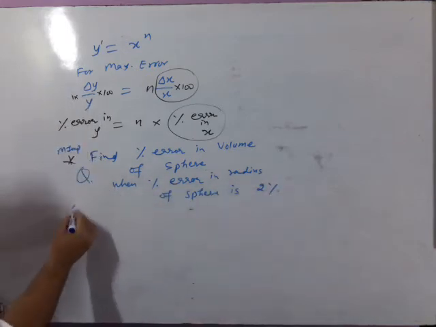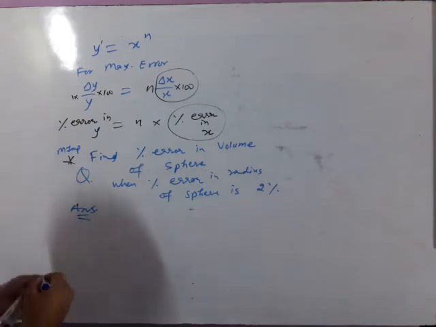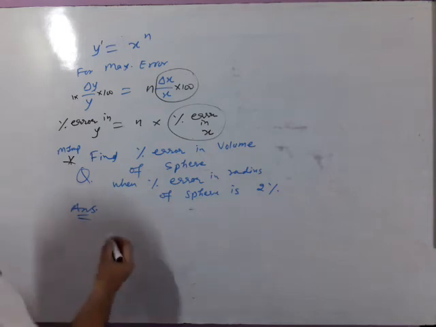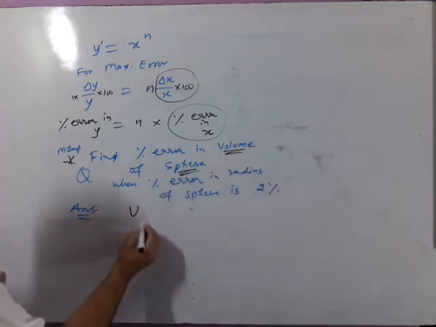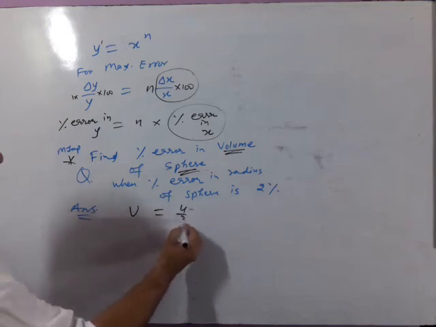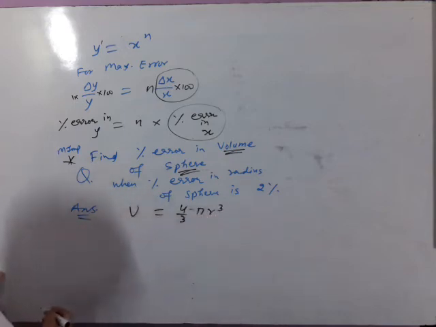Now this is the question. Answer: first of all, you must know all the formulae of mensuration. Like he is saying volume of sphere, so you must know the volume of the sphere is 4 by 3 pi r cube. Now follow the technique learnt till now.